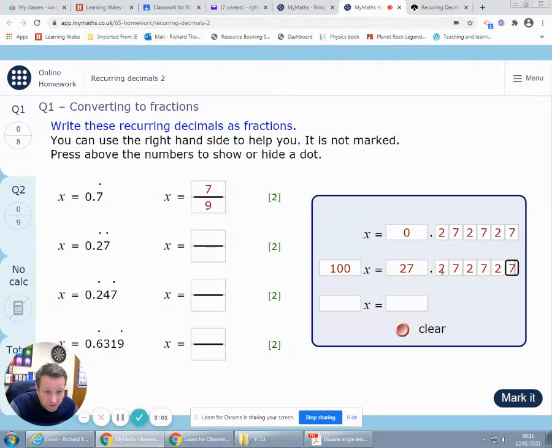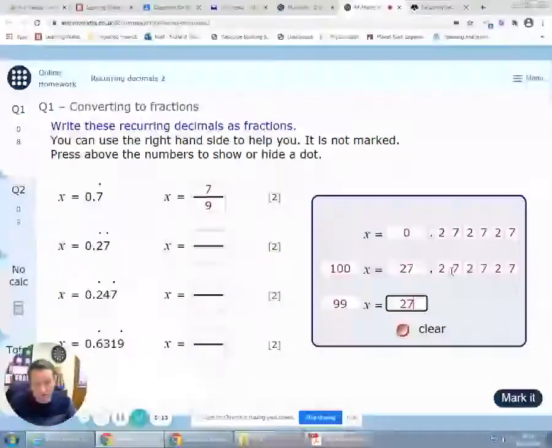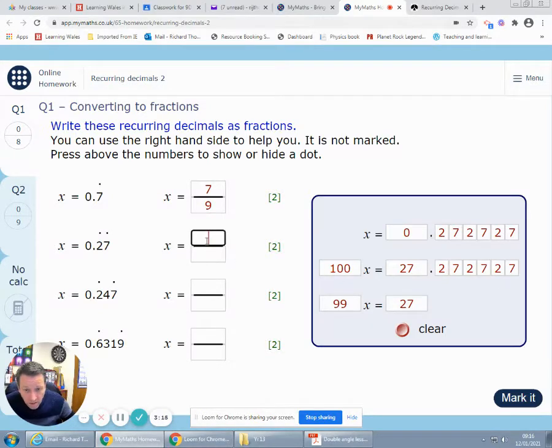Because they match up, I can now subtract. So I've got 100x minus 1x is 99x. I've got 27 take away 0, which is 27. And of course, these disappear when you subtract them, which is what we're trying to do. So my fraction will be 27 on the top. That 99 will come over and go underneath. And that's that one done.